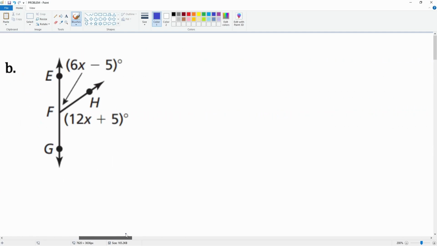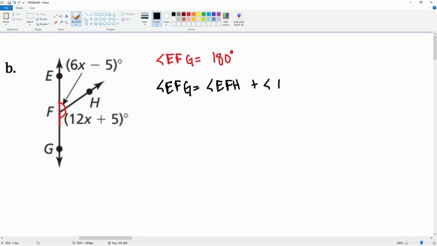Next, let's take a look at B. This is a straight line, which is a straight angle, which means these two angles are supplementary. That angle EFG is equal to 180 degrees. Okay? Angle EFG is made up of the two parts, angle EFH plus angle HFG.